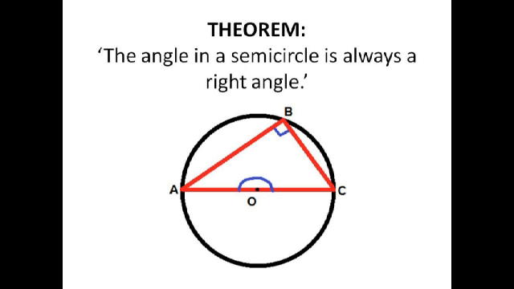The next theorem is that the angle in a semicircle is always a right angle.